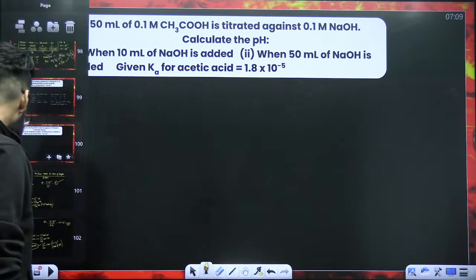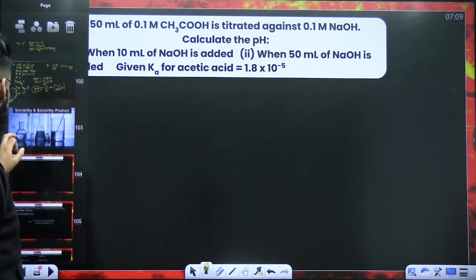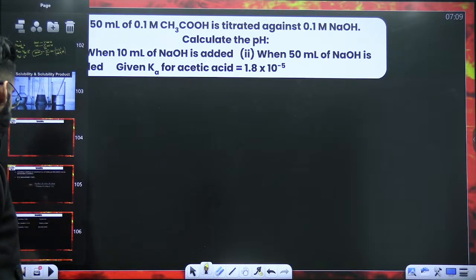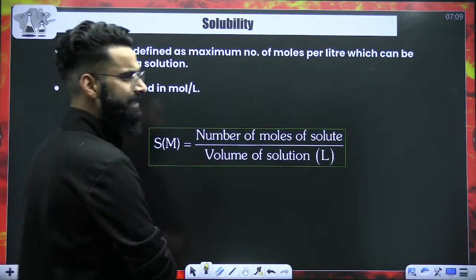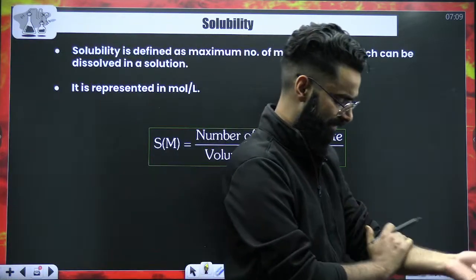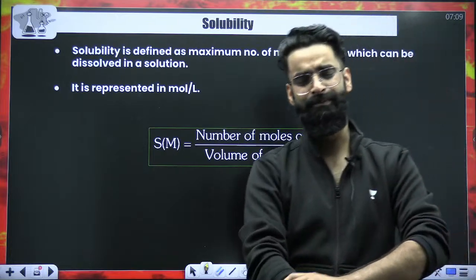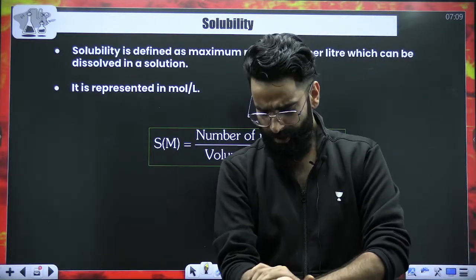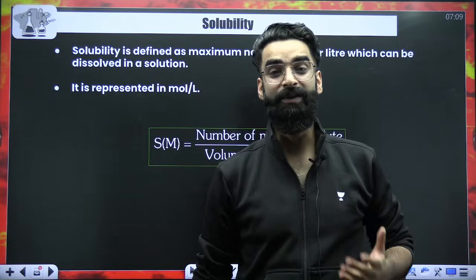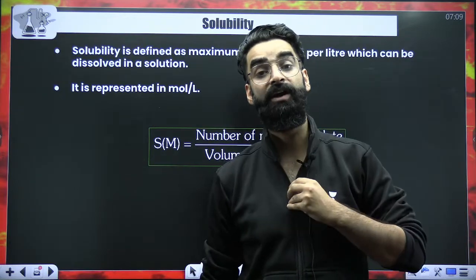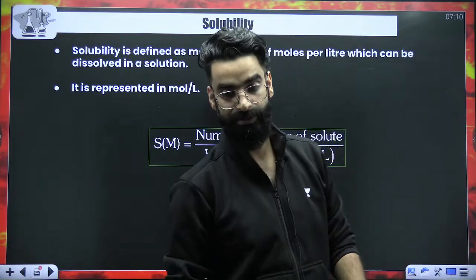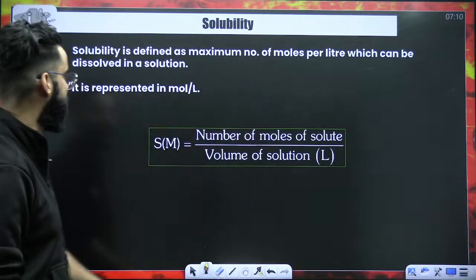Okay. Now, there is one last topic that is left. What is that? That is solubility. This is the last topic of ionic equilibrium, right? It is again one simple topic. Now, first of all, what is solubility? What is solubility product? And what kind of questions can be asked from this one as well? It's again simple.